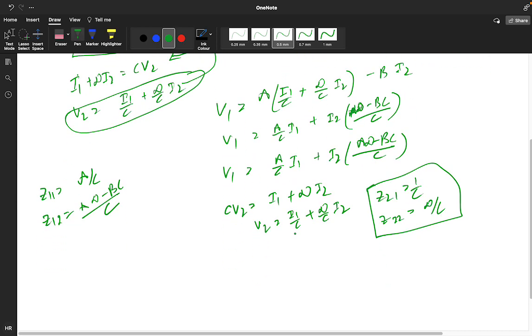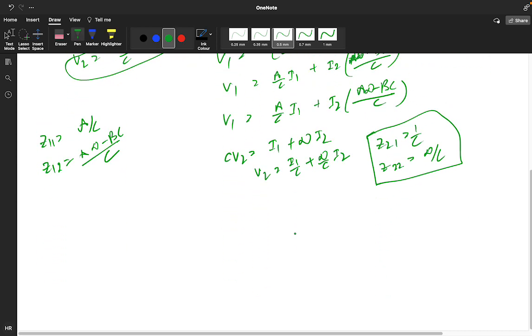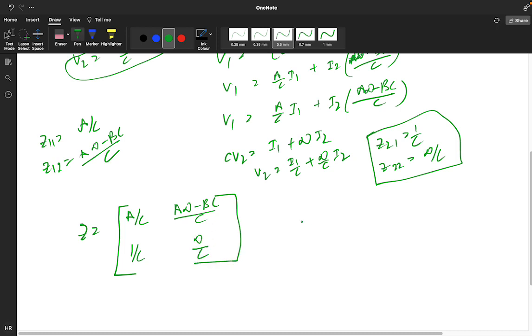So what you are getting means, if you want to write the Z parameter in terms of the ABCD parameter, what is Z11? A by C. What is Z12? AD minus BC upon C. What is Z21? 1 upon C. And what is Z22? D by C. Priyanka, it's clear?